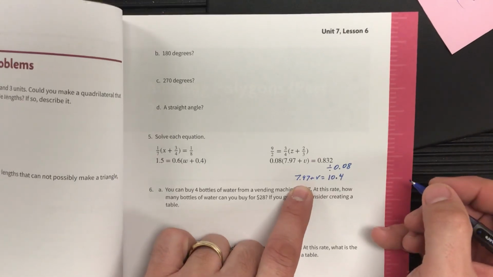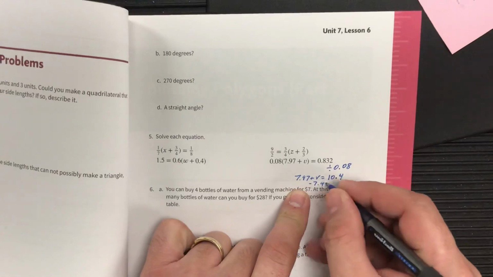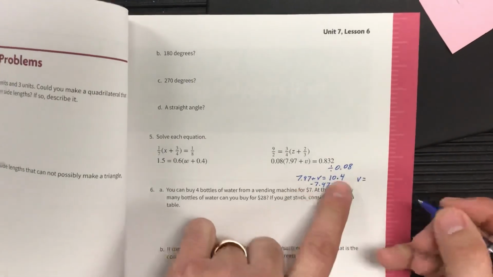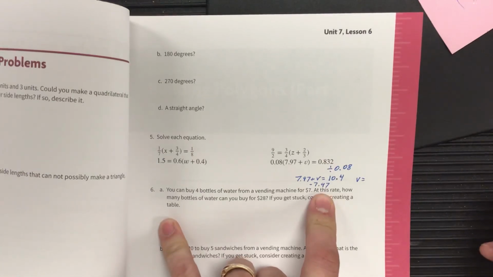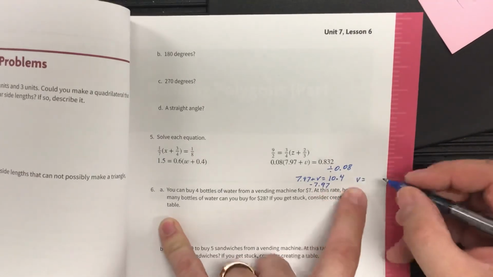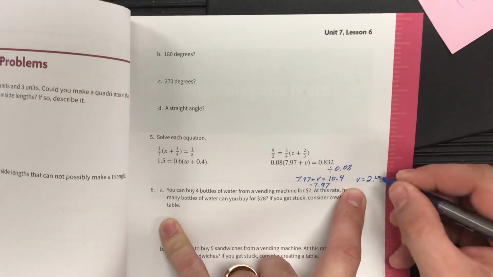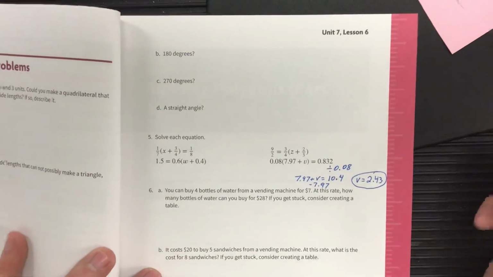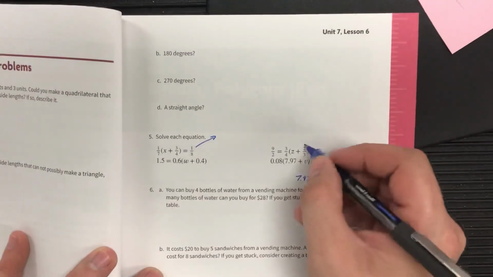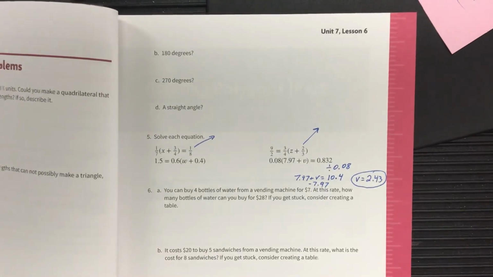How do I get rid of a positive 7.97? Subtract 7.97. So 10.4 minus 7.97. Answer. Okay, so that one's done. You also have 2 fraction ones to do and 1 more decimal. The steps are all the same.